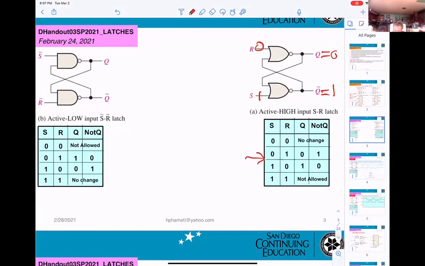Let's see, at equal 0. The table says opposite. Sorry. Yeah, I'm sorry. I was going to say, am I crazy? I'm wrong.